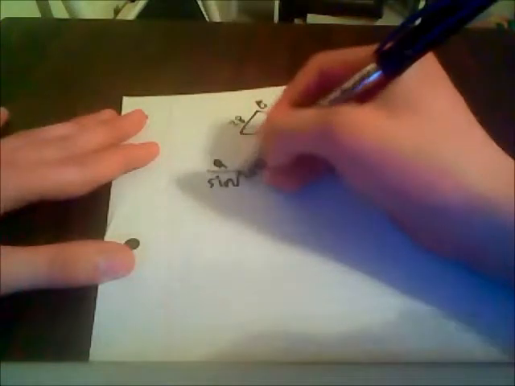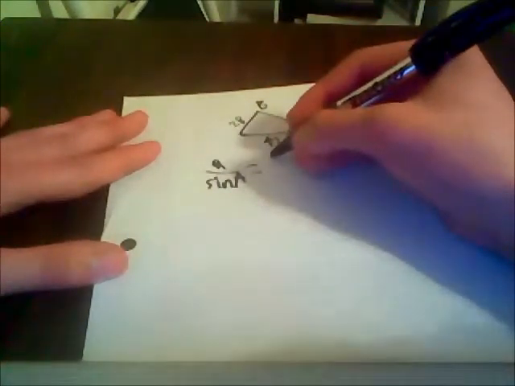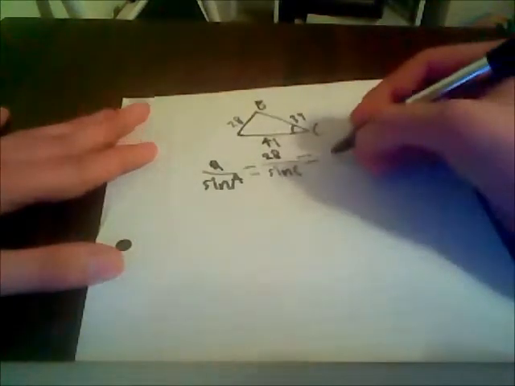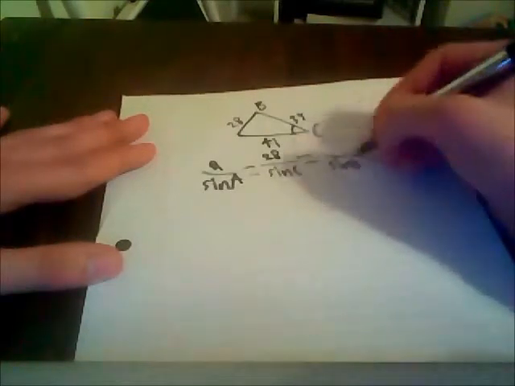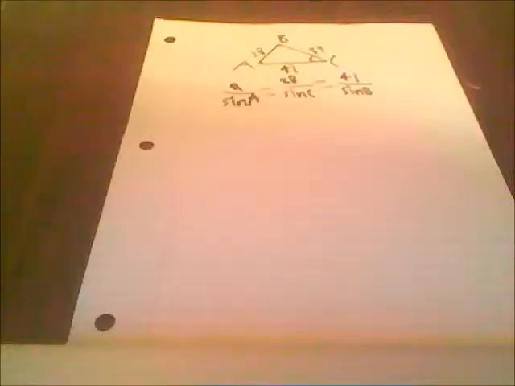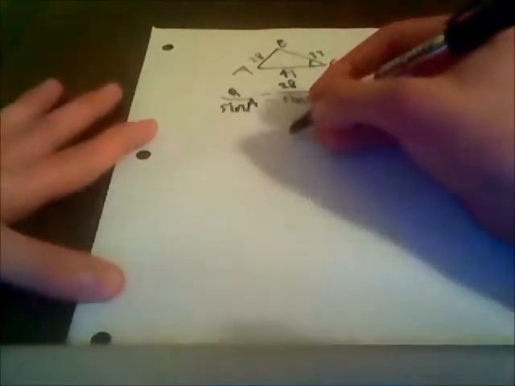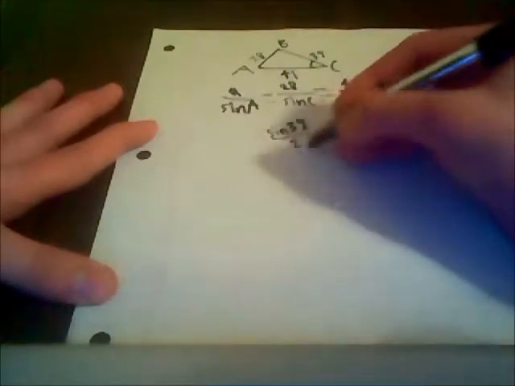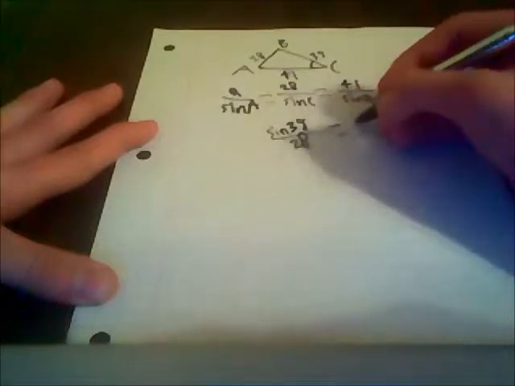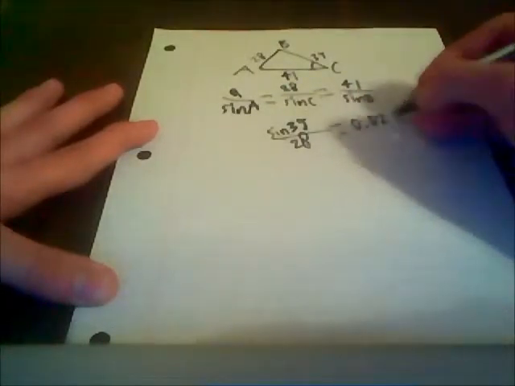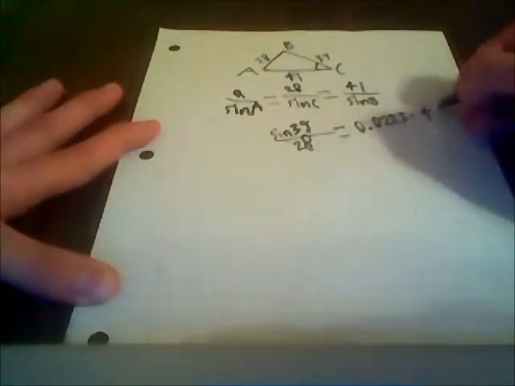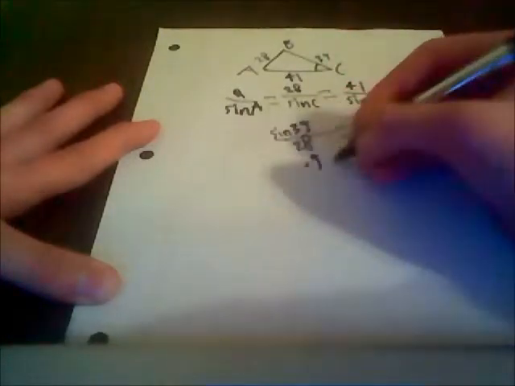A over sine A equals 28 over sine C equals sine B, 41 over sine B. Use the law of sines to solve sine B. So you divide sine 39 by 28 to get 0.0225, and then you multiply it by 41, and the answer to that is 0.922.